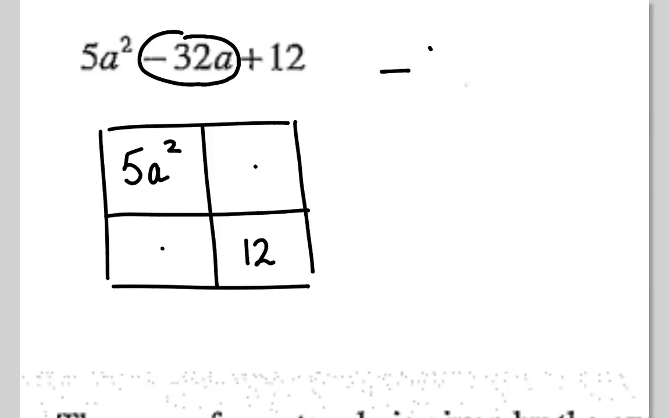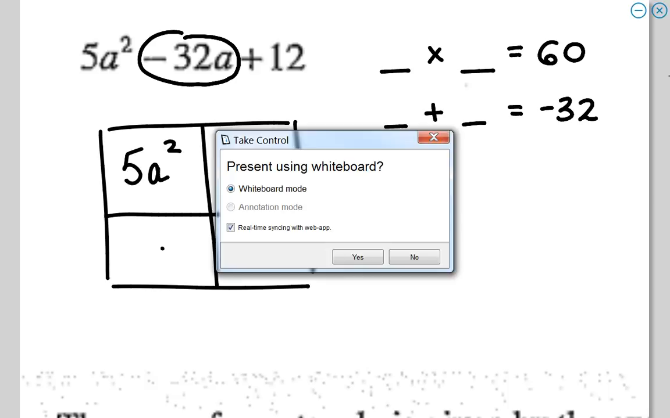So I need two special numbers that multiply to 60. 5 times 12 is 60. And then I need two special numbers that also add to negative 32. Does anybody see it right away? Do you guys see it? This was an easy one. You got it, right? 2 and 30, and they're both negative.